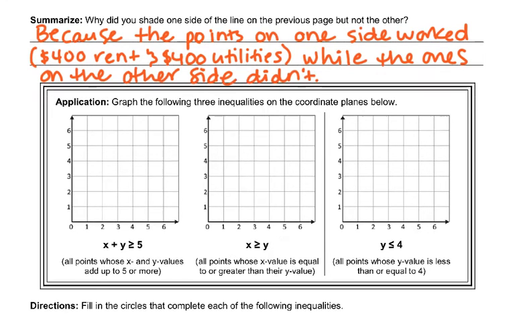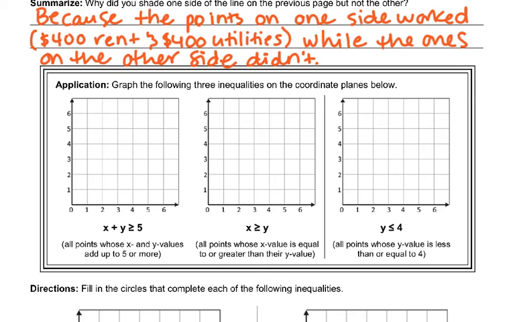Okay, so let's try some other examples. It says graph the following 3 inequalities on the coordinate planes below. So here are your inequalities down here, and remember this particular sign is called greater than or equal to. So we're looking at combinations of x and y points, where when we add the two values together, it's greater than or equal to 5, and they have this in words right down here. All points whose x and y values add up to 5 or more.